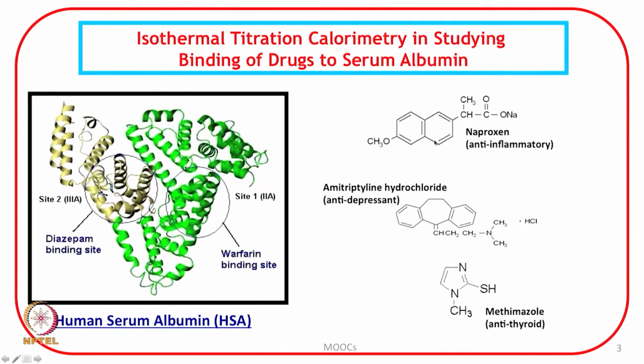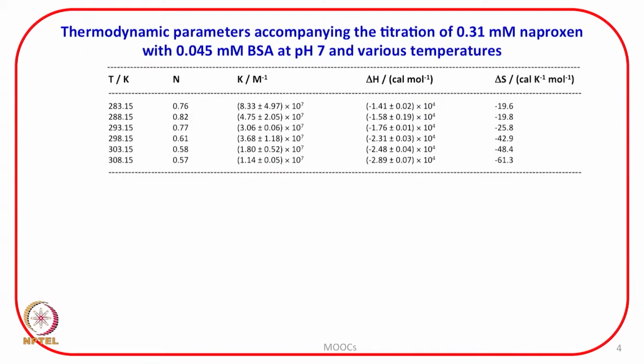So, I will be discussing this example from the literature, in which the isothermal titration calorimetry yielded the data given in this table. In the design of this experiment, naproxen at a concentration of 0.31 millimolar was taken in the syringe, and bovine serum albumin at 0.045 millimolar was taken in the cell.